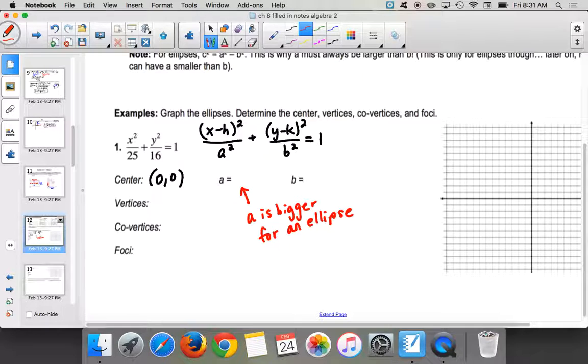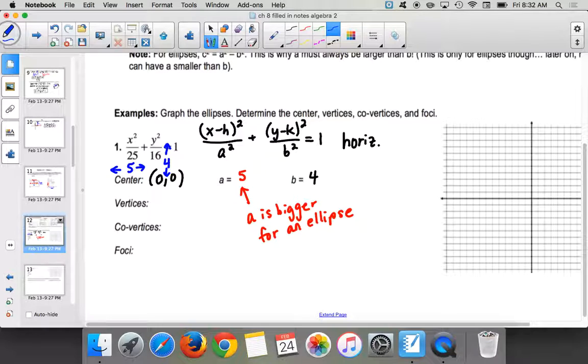So a in this case is going to be 5 because it was the square root of 25. So what's b? 4. Okay, so we knew that it was a horizontal ellipse because it's bigger under the x value. What I do a lot of times when I'm teaching this is, underneath the x, that number was 5, so I'm moving right and left 5. And underneath the y, I had 16, so that moves up and down. So x moves right and left, y moves up and down. Makes sense, right?